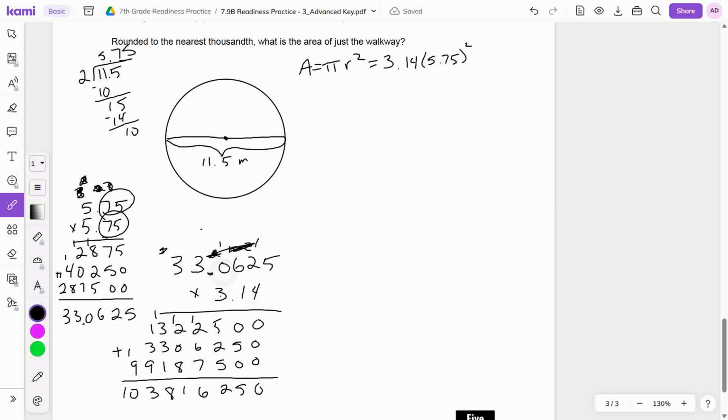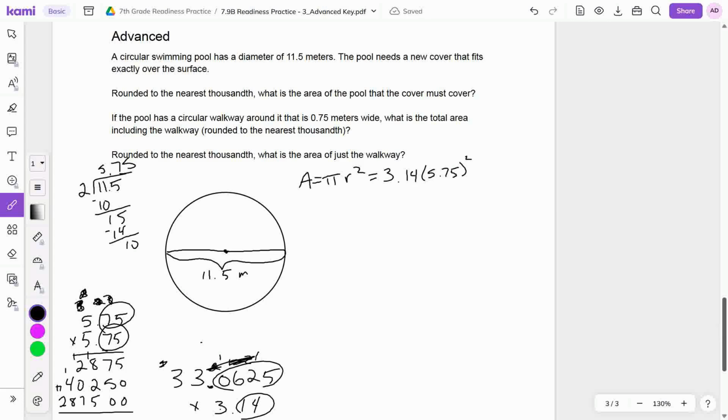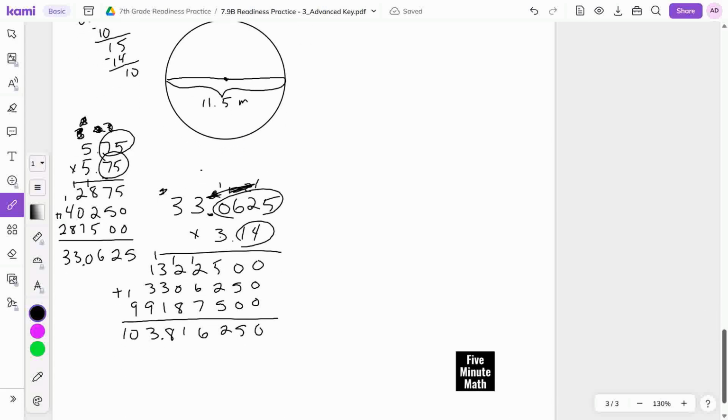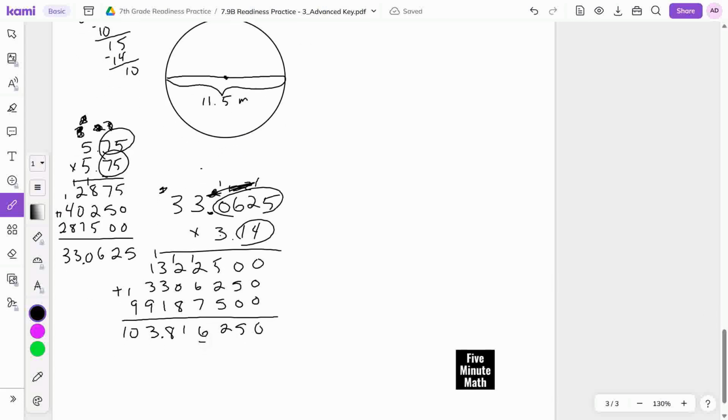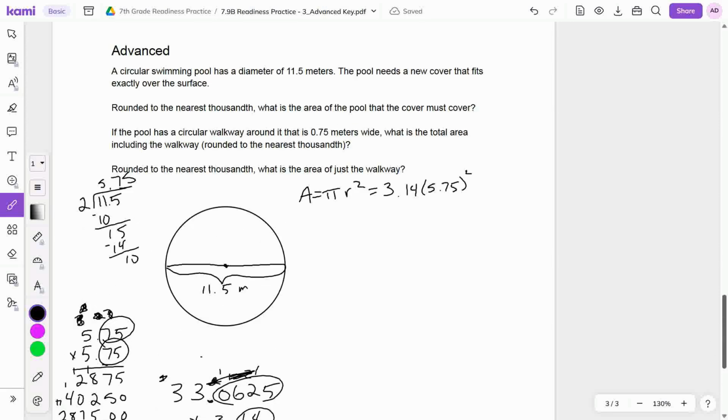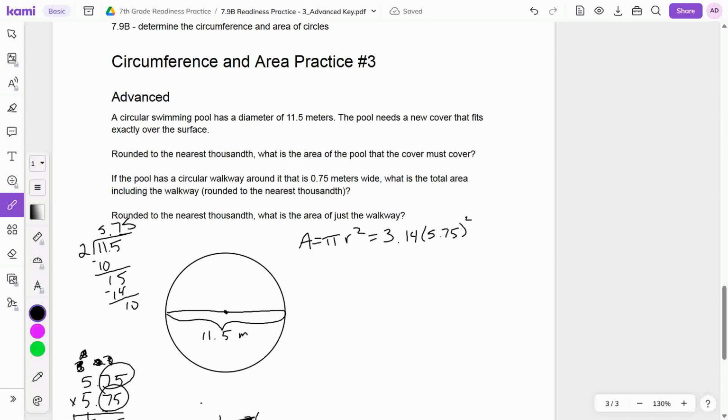All right, I've got 1, 2, 3, 4, 5, 6 digits behind the decimal. I'm going to the nearest thousandths place, right? Which means I need to go to the nearest ten thousandths and look, and it's not going to do anything. So 103.816 meters squared.